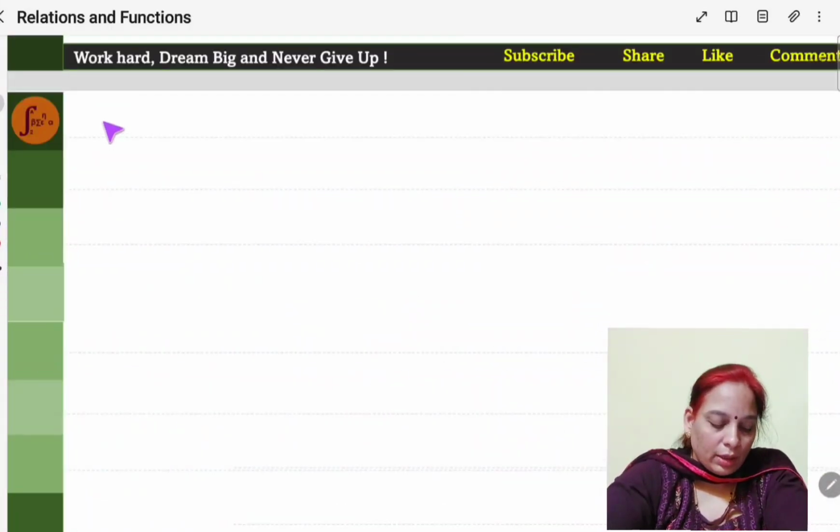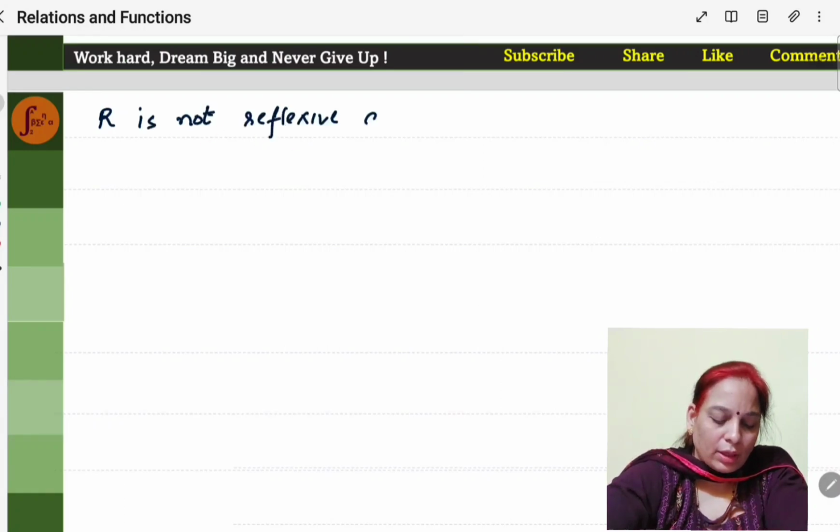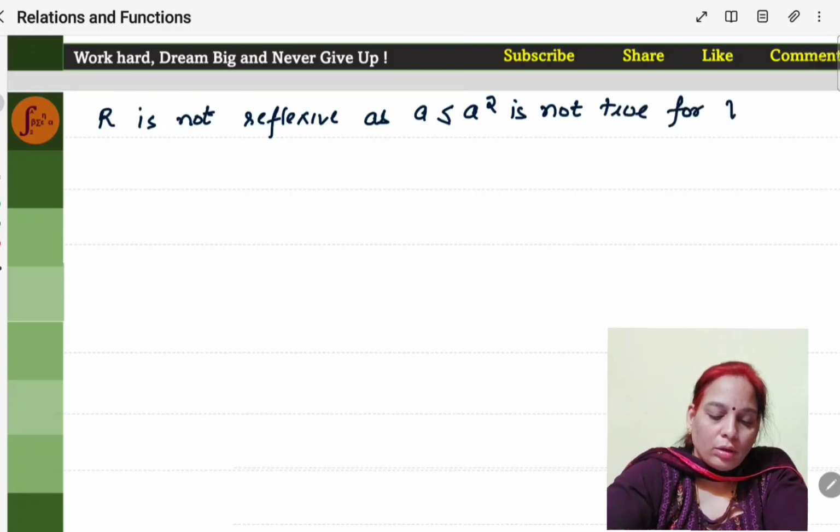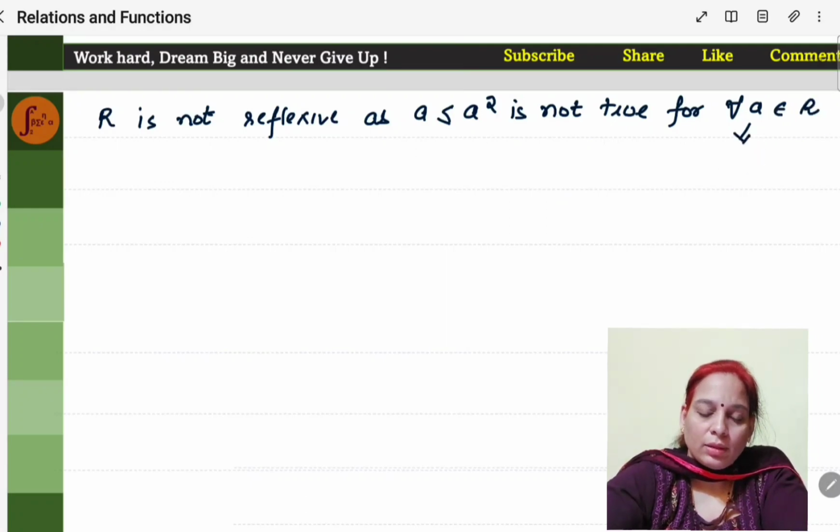So how do I write that it's not reflexive? I'll say R is not reflexive as A less than or equal to A square is not true for all A that belongs to R. So for all elements which belong to real numbers, right, A less than or equal to A square is not true.